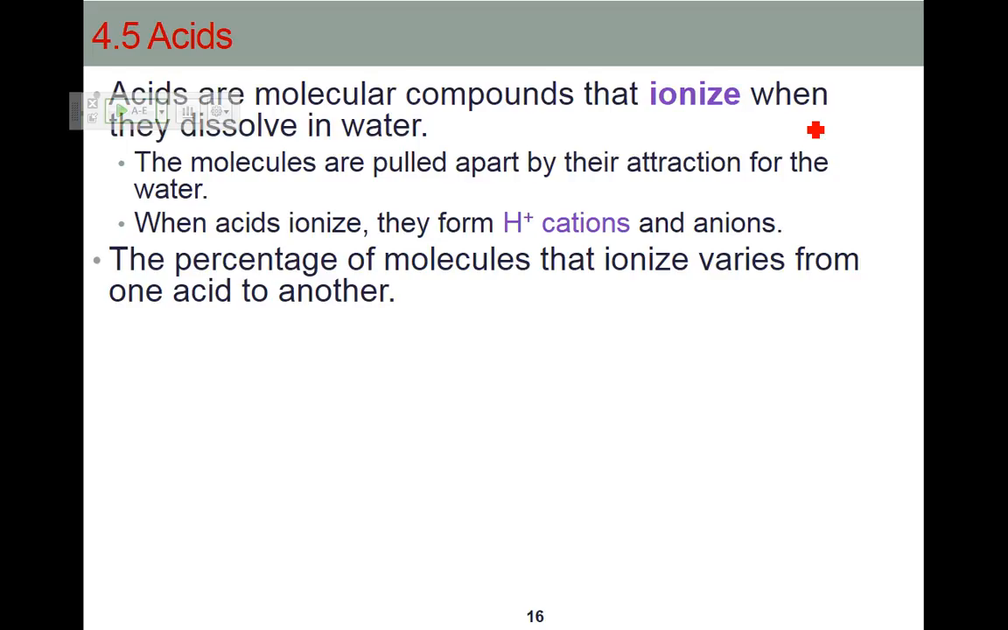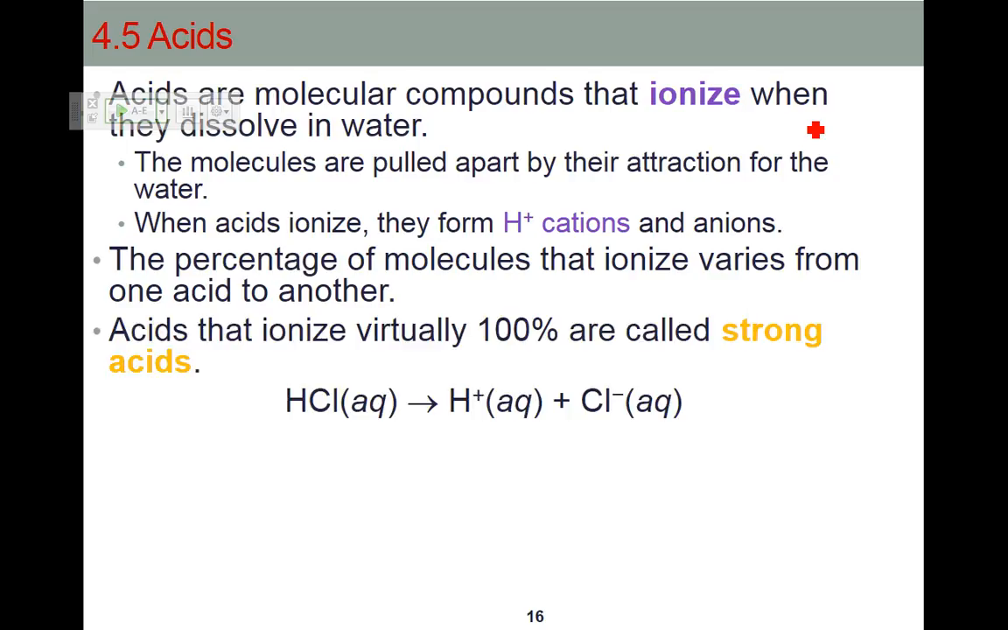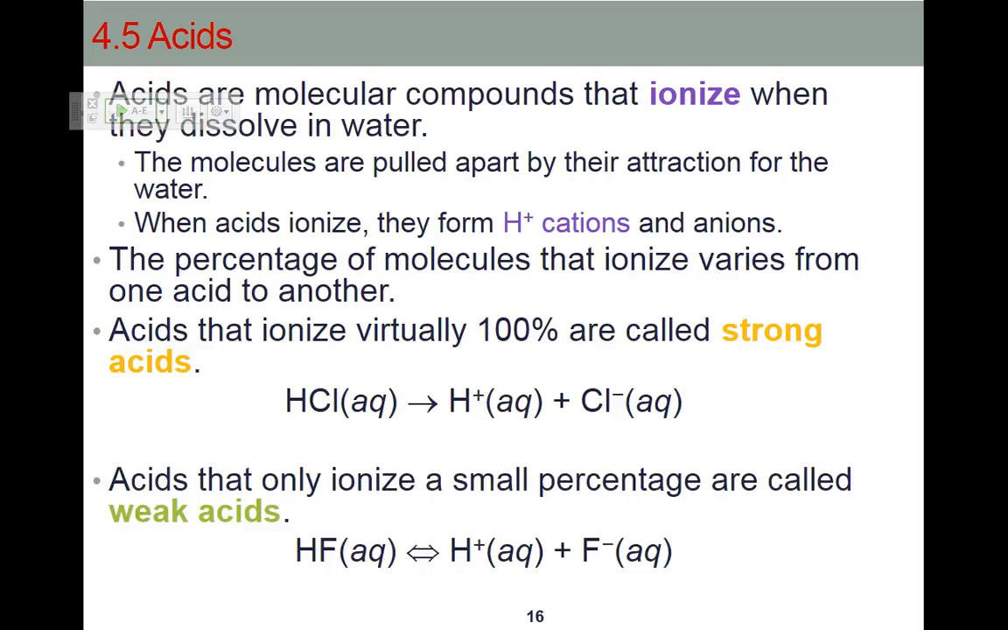Now, depending on how strong the acid is and how much it ionizes in water, that determines how many ions actually form when it dissolves, and that affects the conductivity. The fewer dissolved ions you have, the less conductivity you have. That makes sense. For example, HCl is one of our strong acids, and it fully ionizes to form H plus and Cl minus.